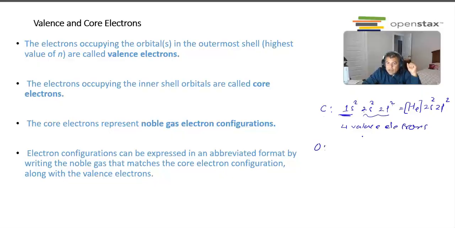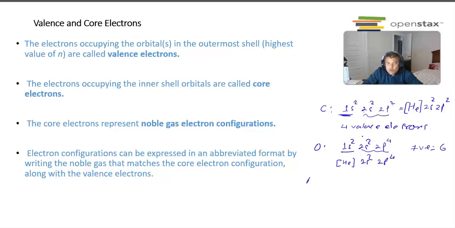Oxygen has number of electrons 8. That's why 1s2, 2s2, 2p4, right? 8 electrons. So 1s2 is the helium, and 2s2, 2p4. So the highest energy level is 2. That's why 4 plus 2, the number of valence electrons is equal to 6.